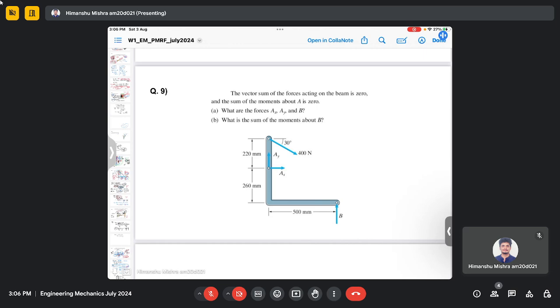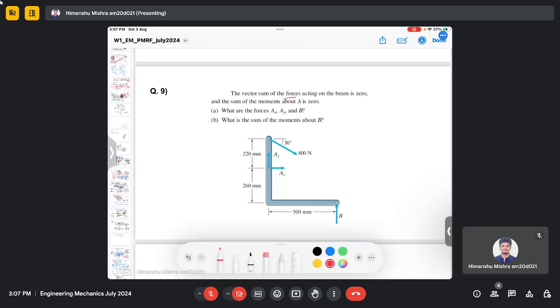That is to calculate the resultant force and the resultant movement of a given system. So in this question, we are given that the vector sum of the forces acting on the beam is 0, and the sum of movement about A, this point, is 0. What are the forces Ax, Ay, and B? And also we need to calculate the sum of movements about B.